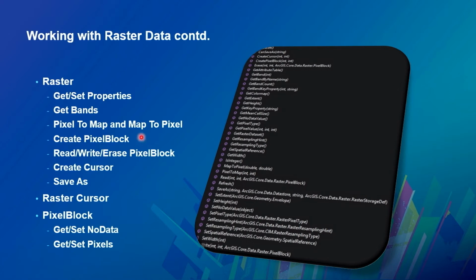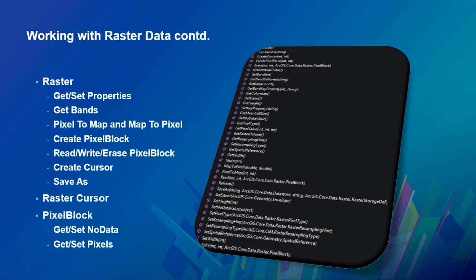Now once you create a pixel block from your raster object, you also have the ability to read, write, or erase pixel blocks. If you want to iterate through the whole image, you can do all the calculations yourself, figure out when you're at the end of a row, end of a column, etc. Or you can use the create cursor method to create a raster cursor with a defined pixel block and iterate through the whole image using the cursor. That way you don't have to do much of the paperwork.